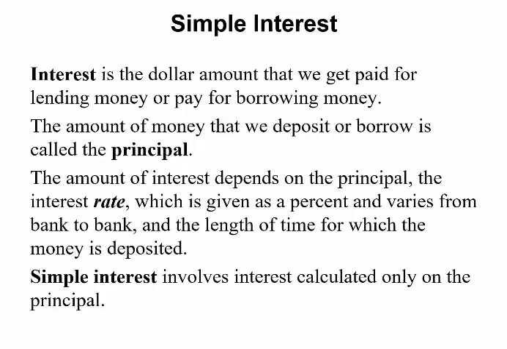Okay, so what is interest? Interest is the dollar amount that we get paid for lending money or that we pay for borrowing money. So the amount of money that we deposit or initially borrow is called the principal. Like for example, when I bought my house, whatever I paid for it, that is the principal amount, and then the interest is the money I owe on my mortgage, things like that. So the amount of interest depends on how much you borrowed, the principal, the interest rate, like if they're charging 5% interest, 3% interest, which is given as a percentage and varies obviously from bank to bank, and the length of time for which the money is deposited.